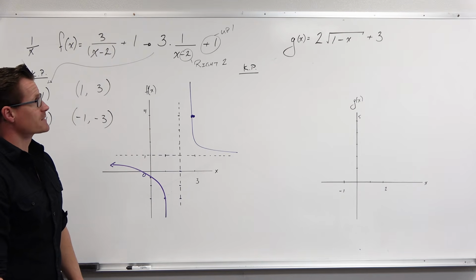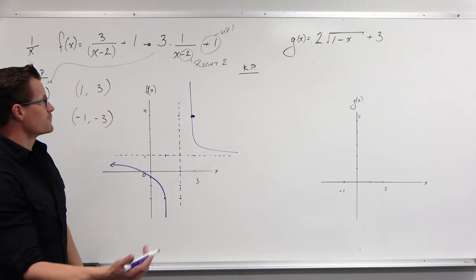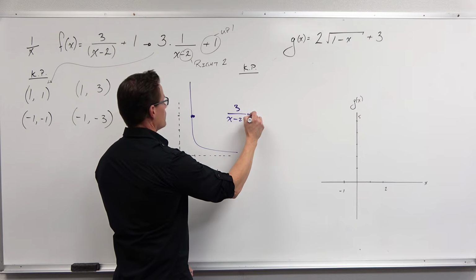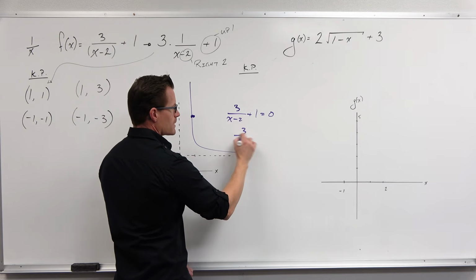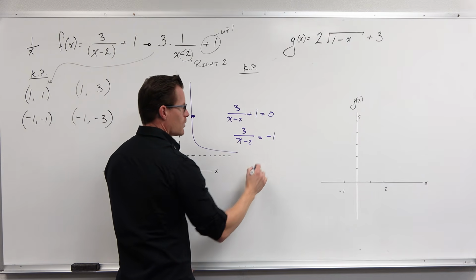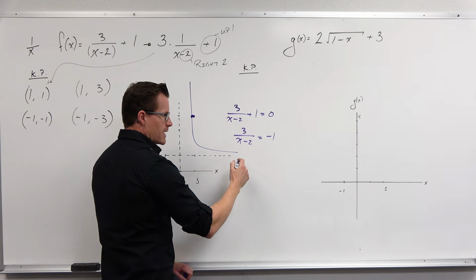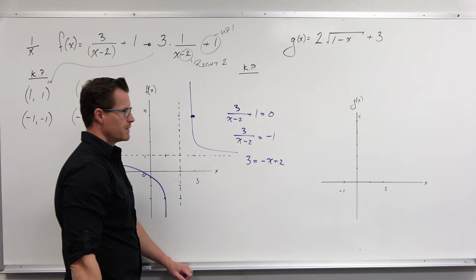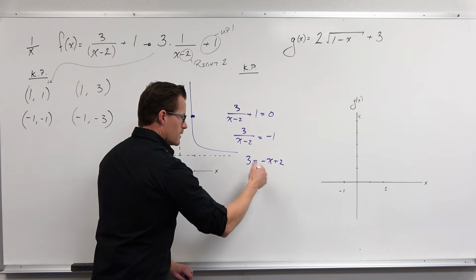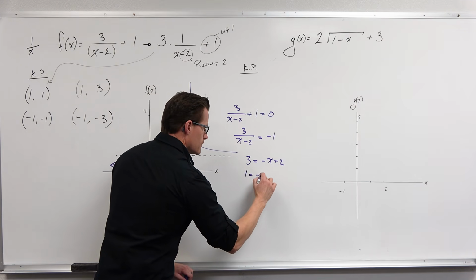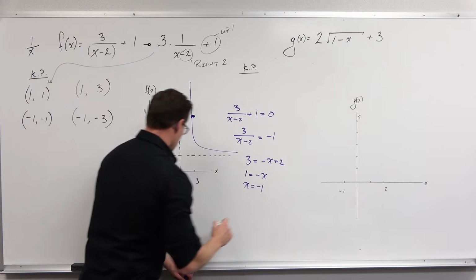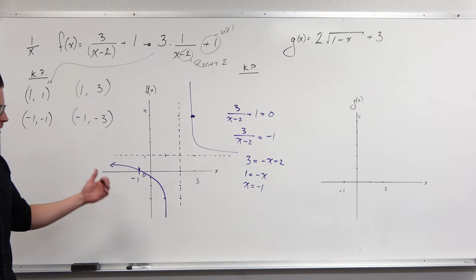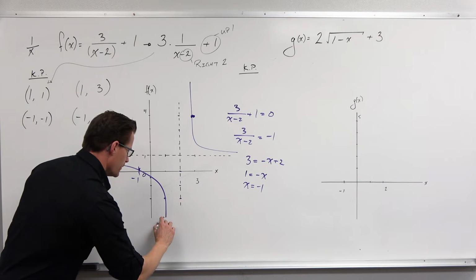If you wanted to find the x-intercept, it takes a little bit more work. To find an x-intercept, you'd have to set this equal to 0, and say, all right, 3 over x minus 2 equals -1. We could multiply both sides by x minus 2. Make sure you distribute. Subtract 2. This would cross at -1. And we'd get a better picture of that.